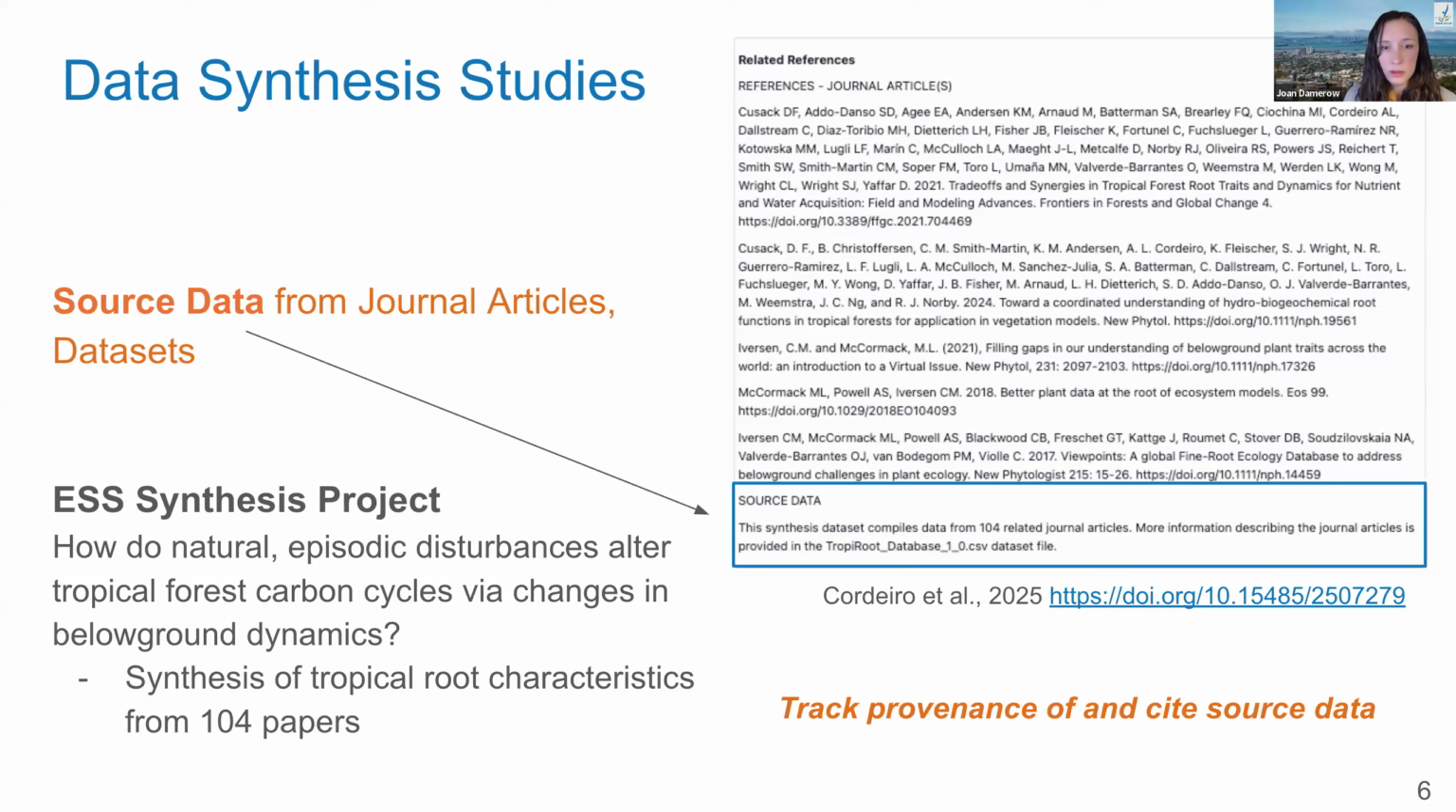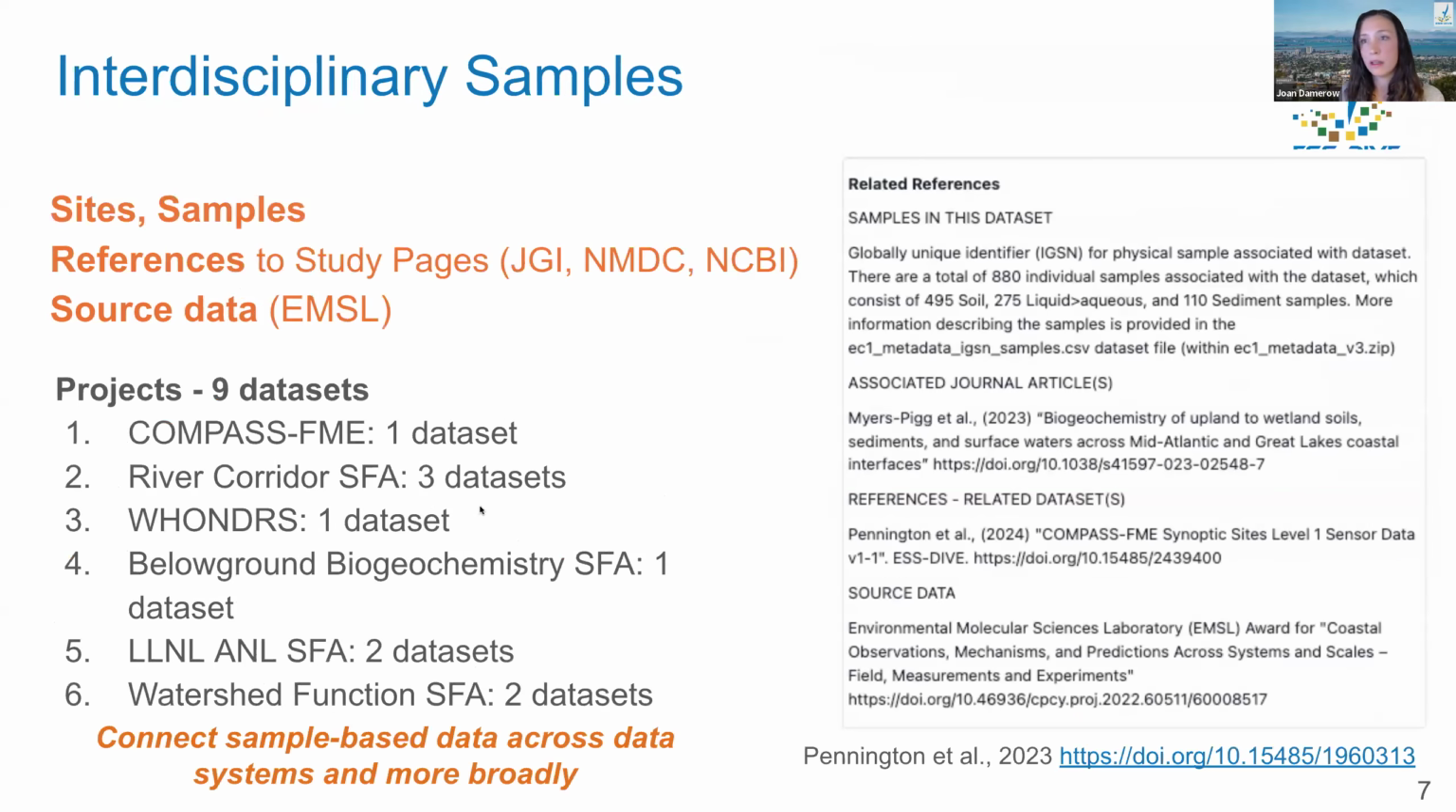So again, citing the source data should enable tracking the provenance of the data and formally credit all of these synthesized data sources. So it would be great if the researchers just needed to cite that data set in their paper to then propagate credit and provenance records to the original data sources for synthesis studies like this. And we're seeing more and more of these kinds of synthesis data sets in ESS Dive.